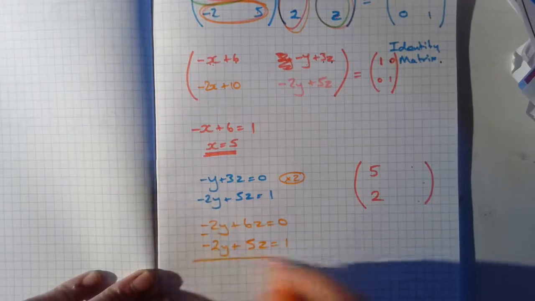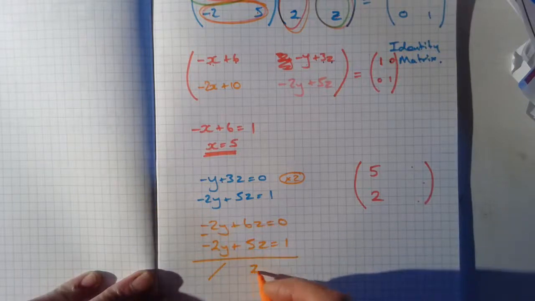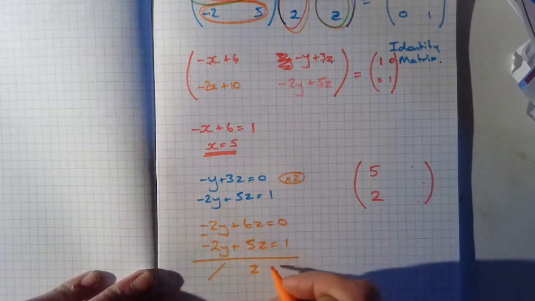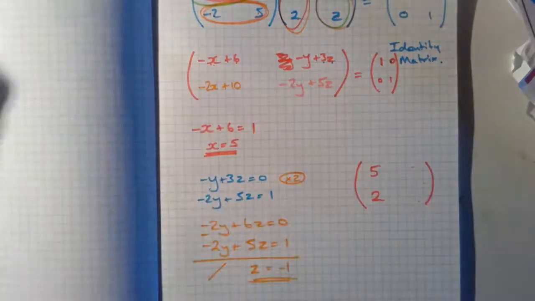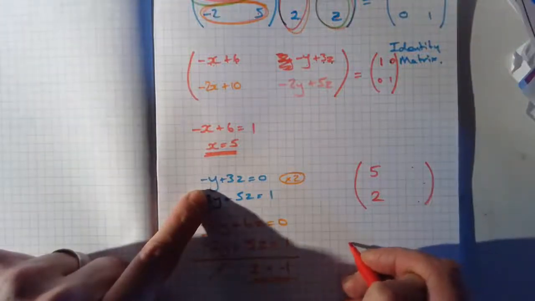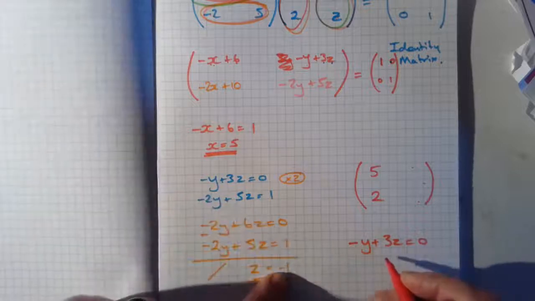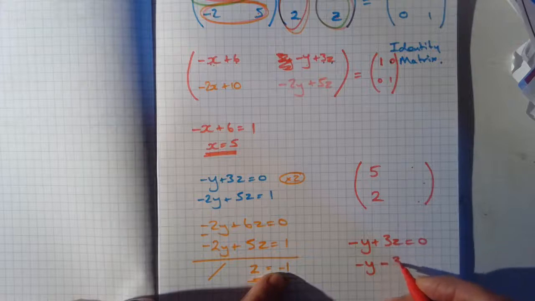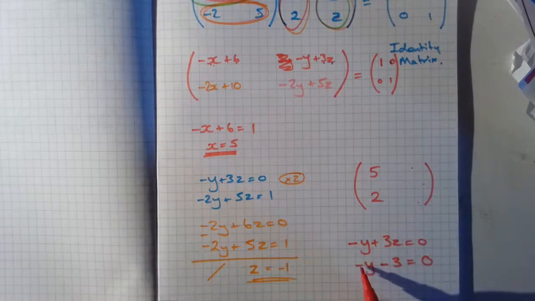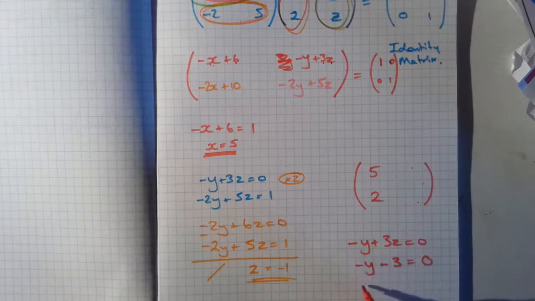And if I write the other one underneath it, you can see that if we take these away now, that's going to cancel off. 6z take away 5z is z. 0 take away 1 is negative 1. So z is negative 1. So now I've found z, I can pop it back in here. Negative y add 3z is 0. z is negative 1, so negative y take away 3 lots of negative 1 is 3. So negative something take away 3 is 0. Well, this has to be plus 3, so y has to be negative 3.